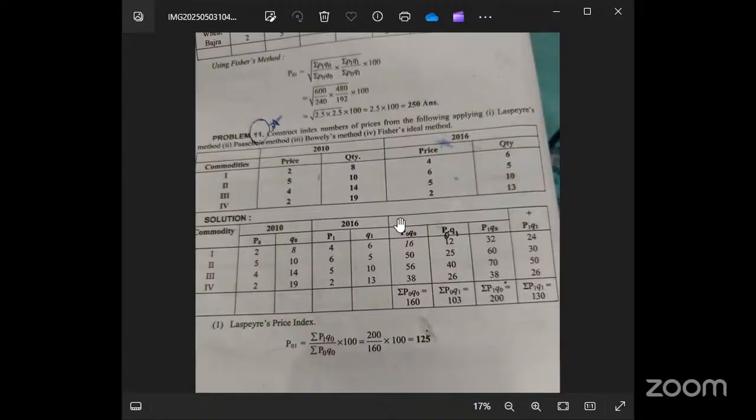They have given us base year and current year. Base year is 2010 and current year is 2016. As in the previous problem, we need to find out what is P0 Q0, P0 Q1, P1 Q0, P1 Q1.